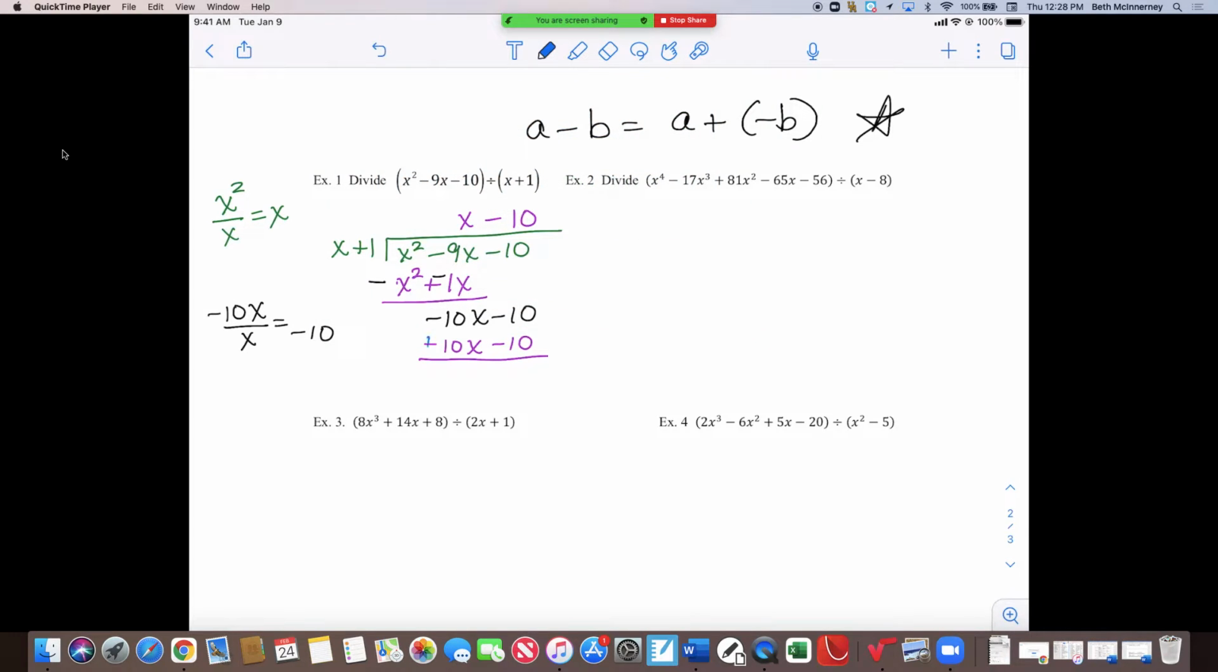I take the opposite and subtract. So my remainder was 0, which is nice. So my answer to the division is x minus 10.